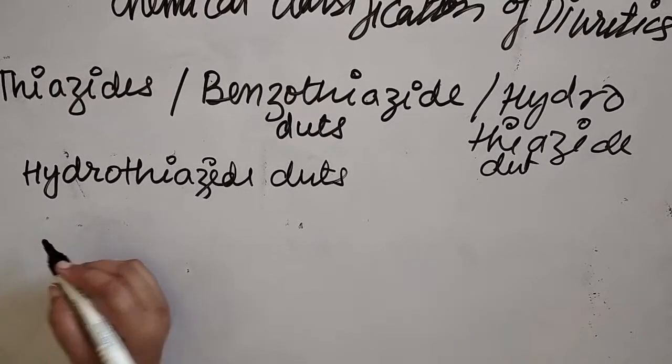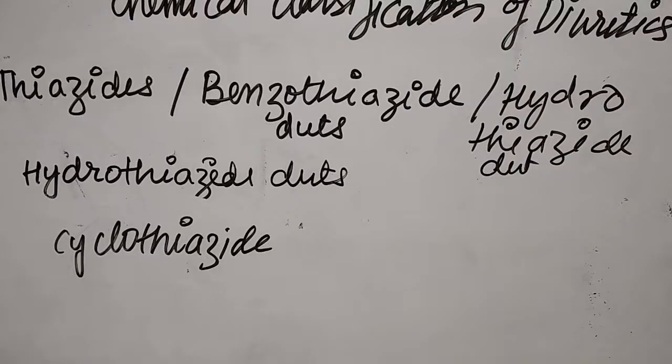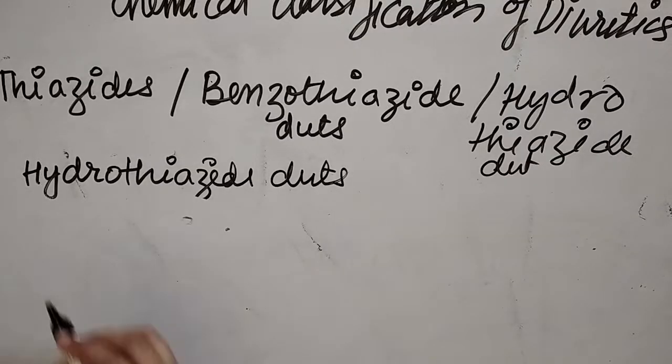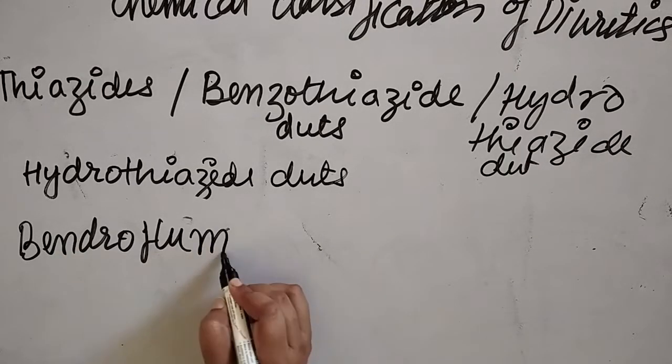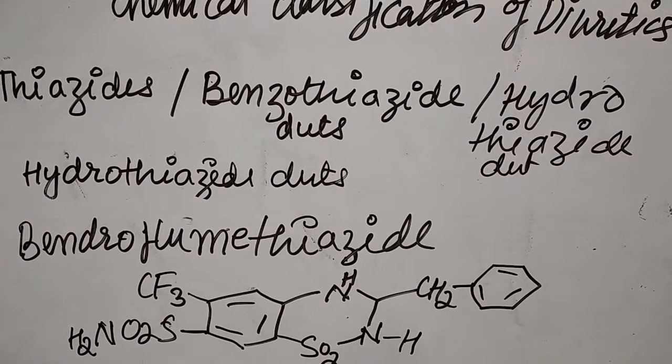Another example of hydrothiazide derivatives is cyclothiazide. This is the structure of cyclothiazide. Another example of hydrothiazide derivatives is benzoflumethiazide, and this is the structure for benzoflumethiazide. So these are the examples of thiazide derivatives, benzothiazide derivatives and hydrothiazide derivatives.